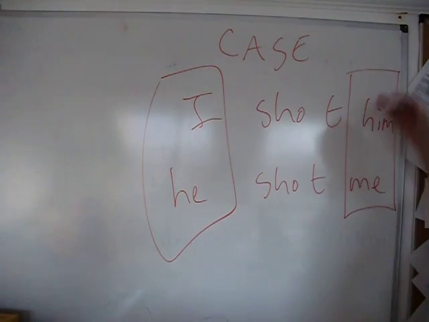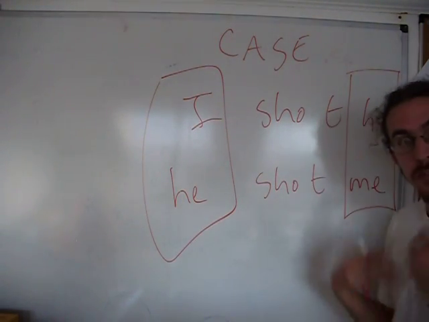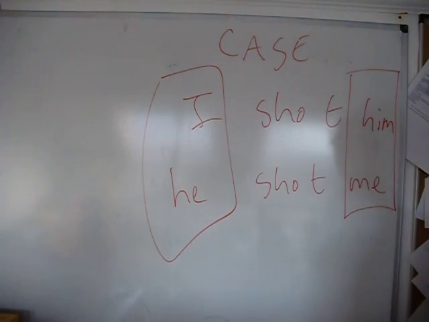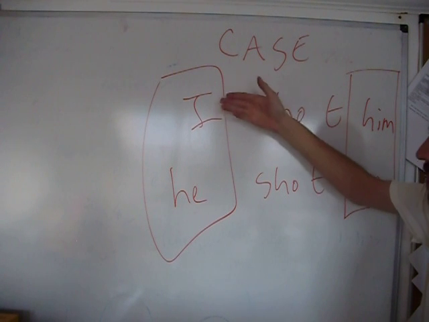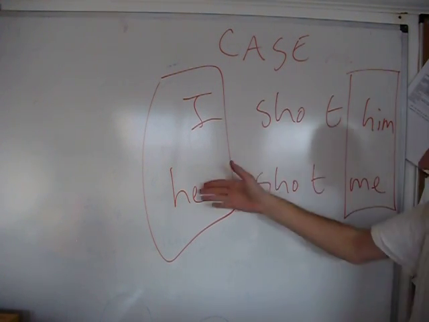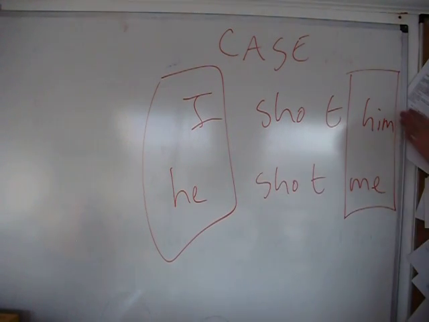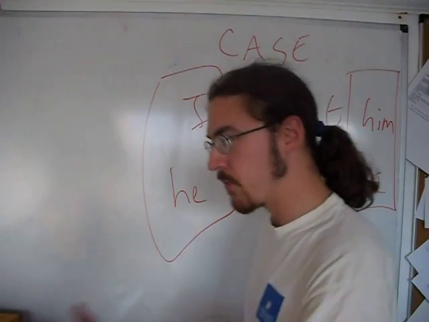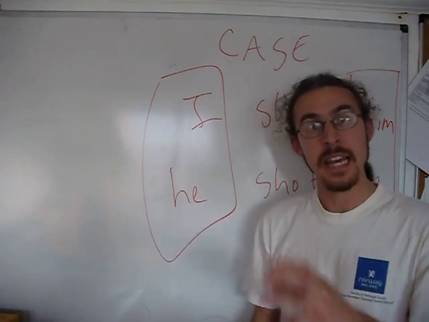And the form that a word takes when its function is to be the object of the sentence, the thing that the verb is done to, is called the accusative. I is a nominative form, me is an accusative form. He is a nominative form, him is an accusative form. So we have these concepts of nominative and accusative in modern English.